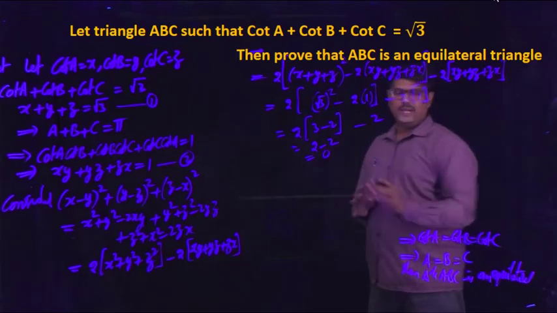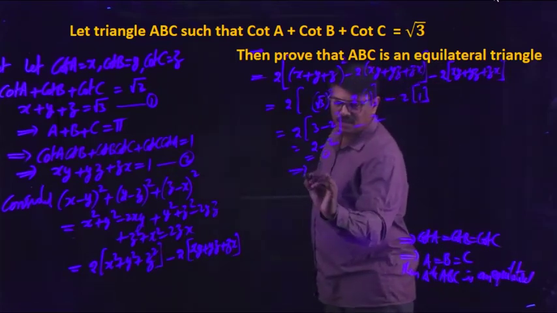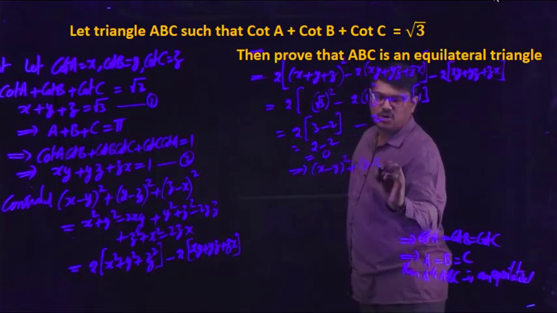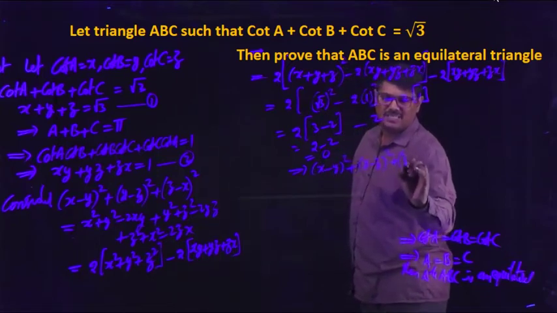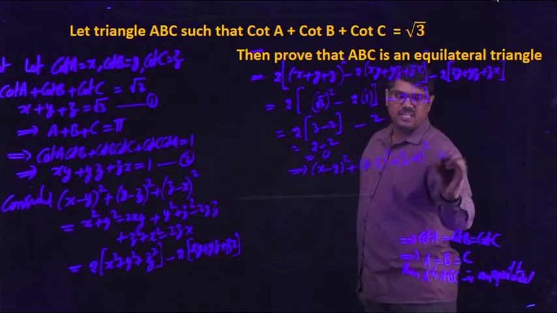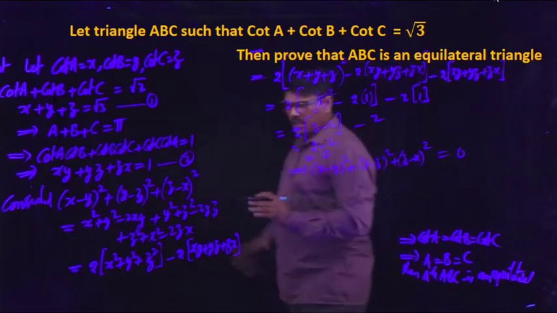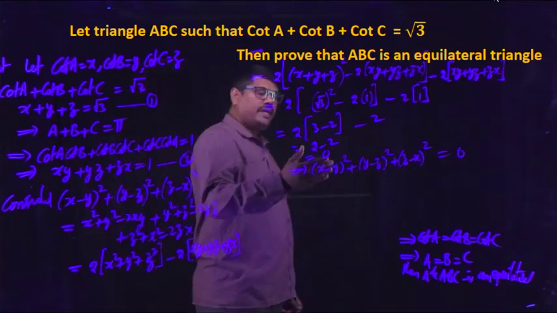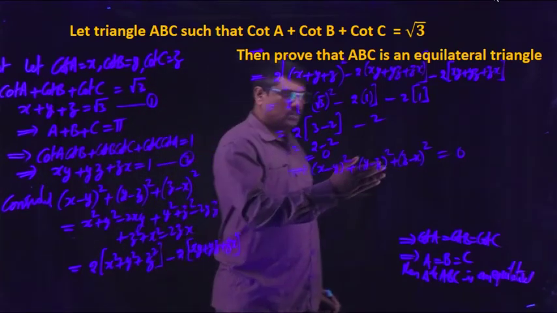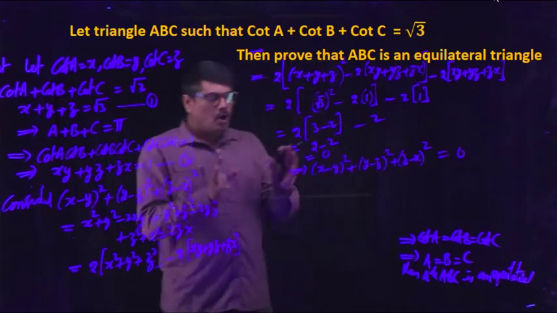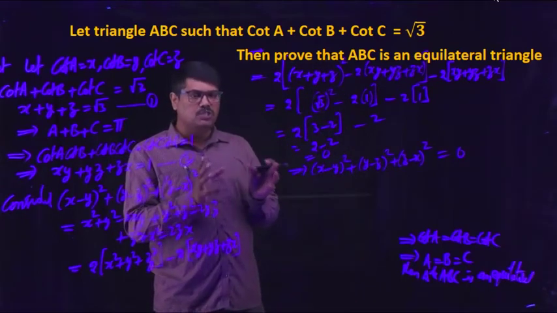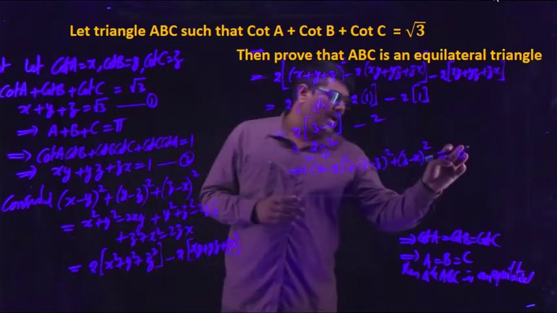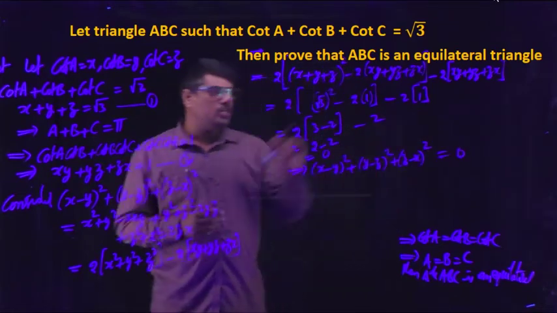So we have one expression, the value of (x − y)² + (y − z)² + (z − x)², which is equal to 0. Here we need to discuss some points. You can observe (x − y)², (y − z)² and (z − x)². All these values are individually whole square values. That means they are all positive values. And you can observe the values should be 0 there.